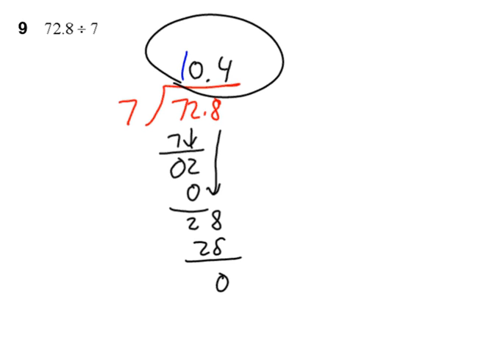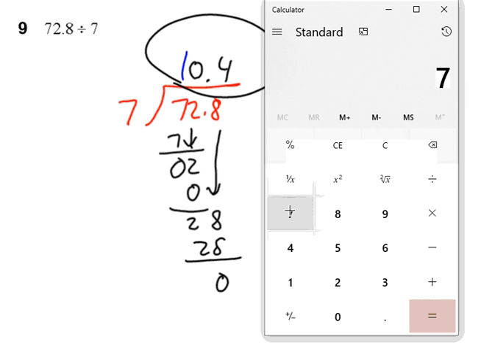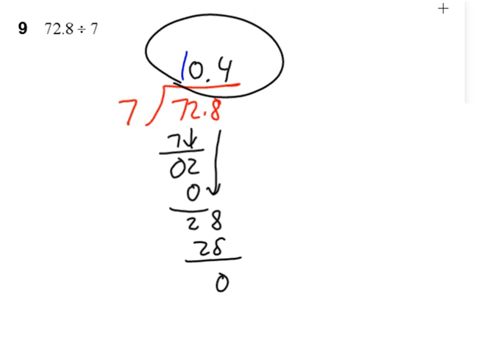Take our calculator, make sure we have it right. 72.8 divided by 7 is 10.4, so we're right again.